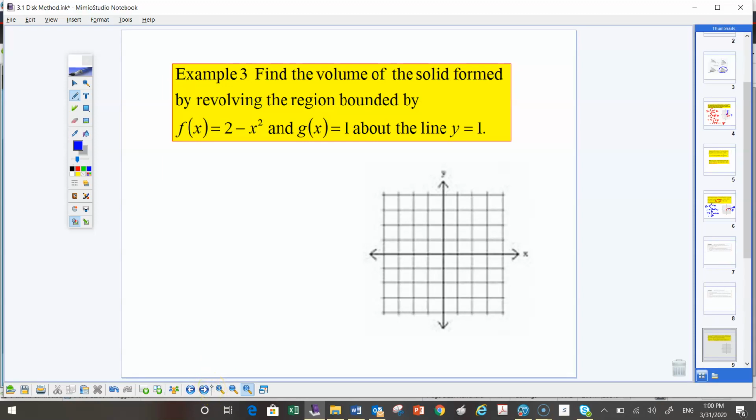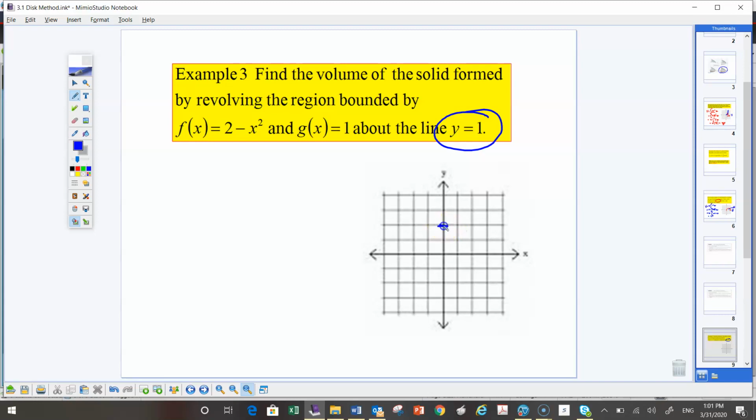In this example, we have the function 2 minus x squared and the line x equals 1. Now we're going to revolve the region bound by these two curves around the line y equals 1. So we're changing our axis of rotation. If you think about the function 2 minus x squared, that's just a parabola that's been inverted and shifted up 2 units.